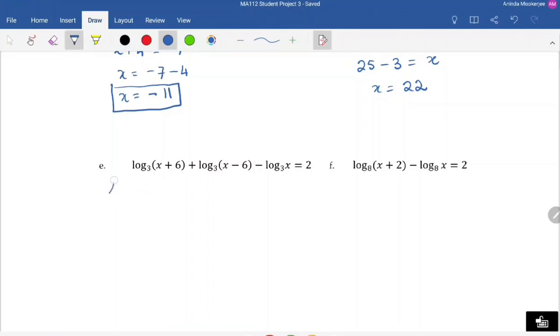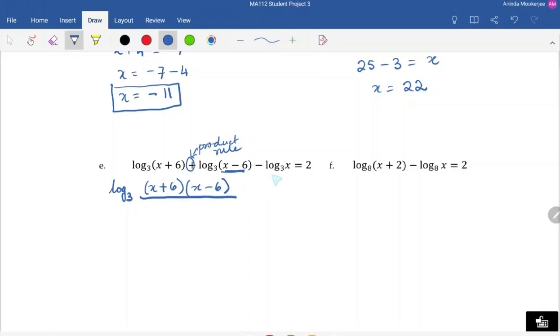We are going to start with log base 3. And then for the first two terms, since there is a plus, that would imply the product rule of logarithms, right? The product rule. So it's going to be log base 3, then x plus 6 times x minus 6. And then there's going to be a denominator because of this minus.